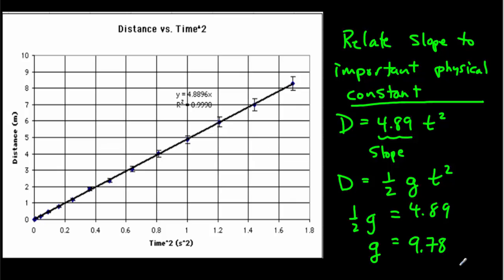So now we can start comparing. We can see that the value for g that we're getting in the experiment is a little bit low. Well, why is that? Is that within experimental uncertainty? So this idea of being able to relate the slope to important physical quantities is very important to linearization.